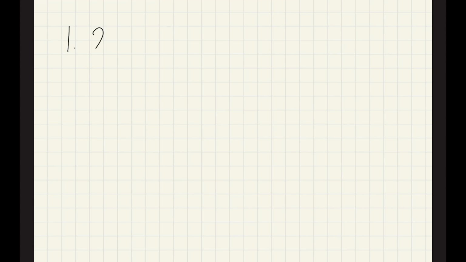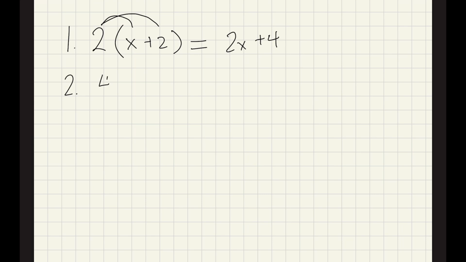This is just distributive property. 2 times x plus 2. To solve this, we can just distribute. The 2 can go into the x, the 2 can go into the 2. And then now we're left with 2x plus 4. X times 2, 2 times 2. Fairly straightforward.